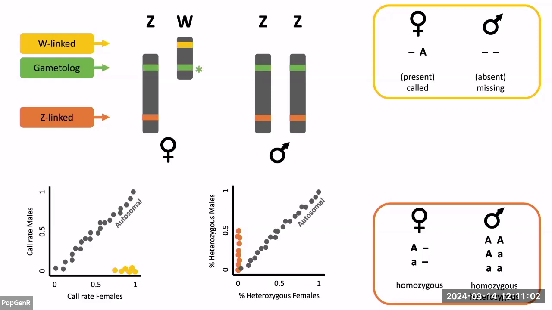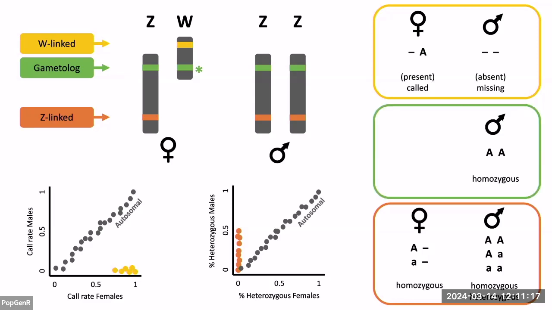The third type of sex-linked loci is the gametolog. And these are interesting ones. They are the ones found in homologous regions of the Z and the W chromosome. And for these ones, there is one allele that is found exclusively in the W chromosome. Therefore, males are always homozygous, and females can be homozygous or heterozygous.